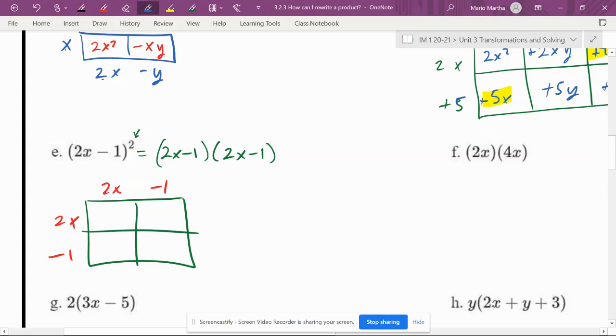So we're going to be doing 2x times 2x gives us positive 4x squared. 2x times negative 1 gives us negative 2x. And then negative 1 times 2x gives us negative 2x again. And then negative 1 times negative 1 gives us positive 1. So we simplify this. We're going to get 4x squared minus 4x plus 1.